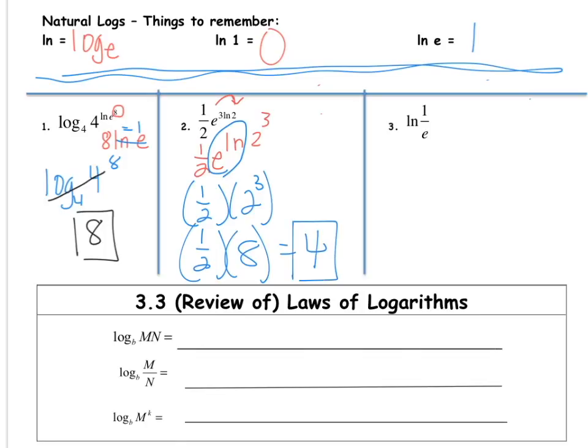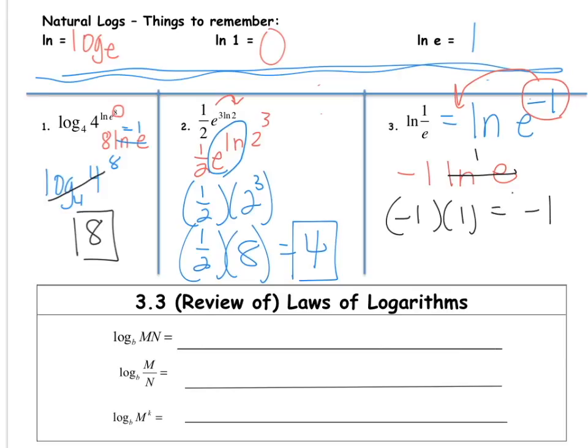The next one, there are a few ways to do it, but this is the same thing as the natural log of e to the negative 1. And using our rule that says you can put the exponent out in front, that's negative 1 natural log of e. And we know that the natural log of e is equal to 1. So we end up with negative 1 times 1, which is just negative 1. So I just wanted to throw in some natural logs there so you know what those are.